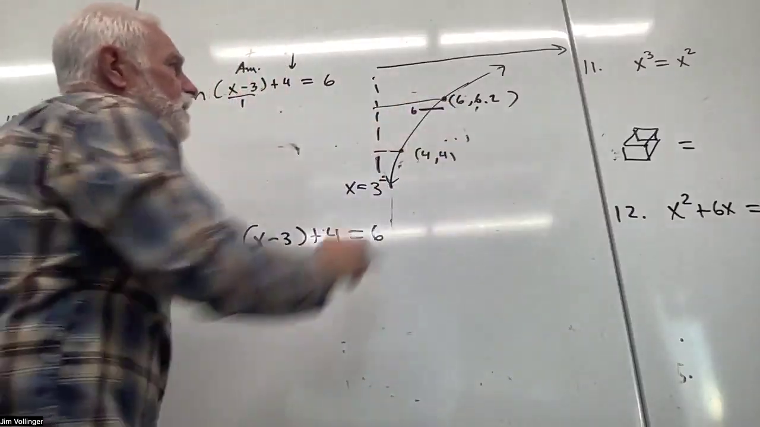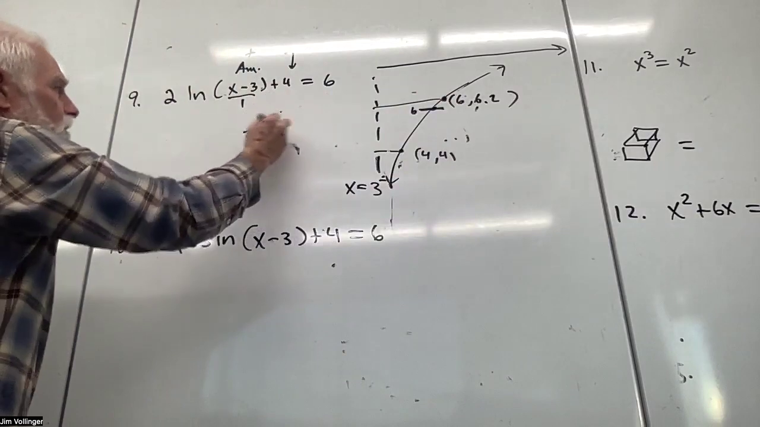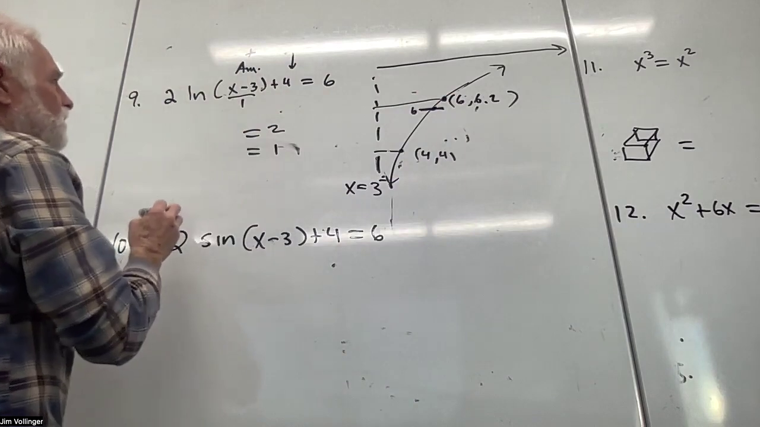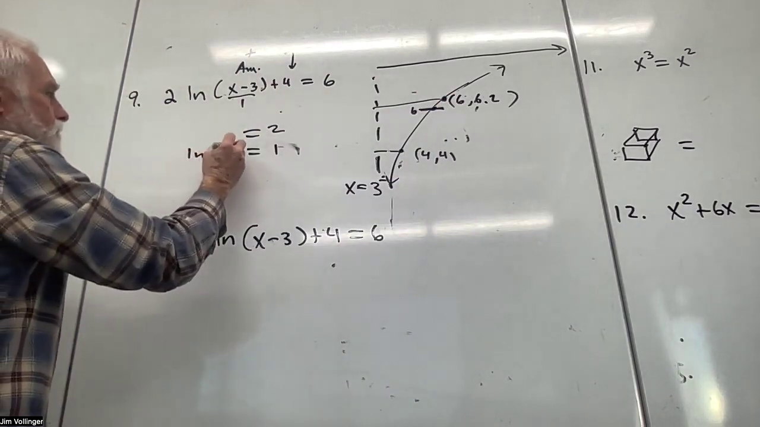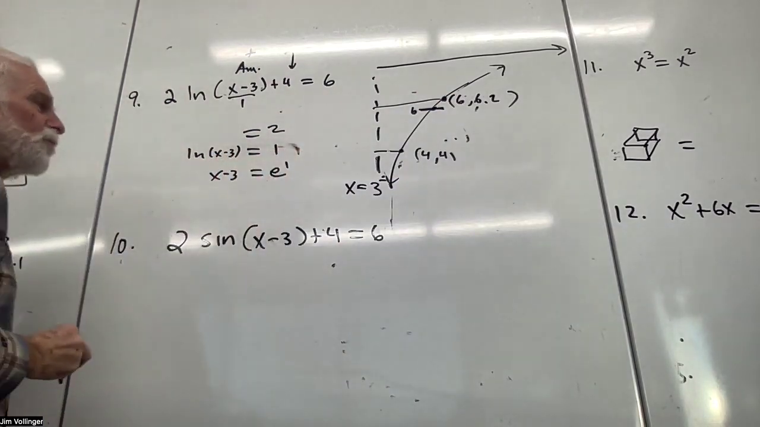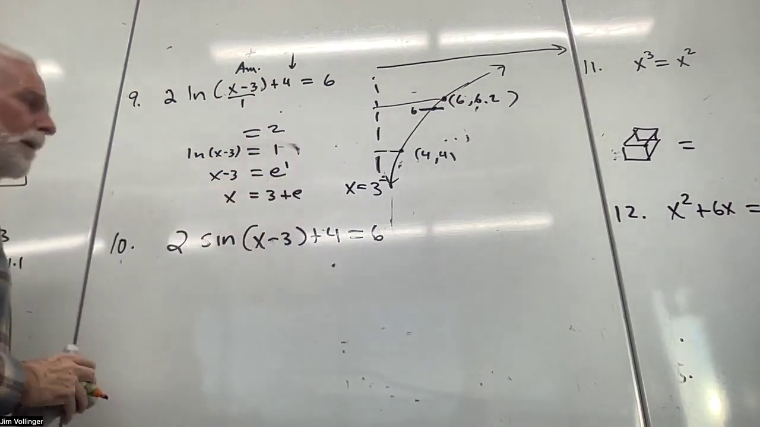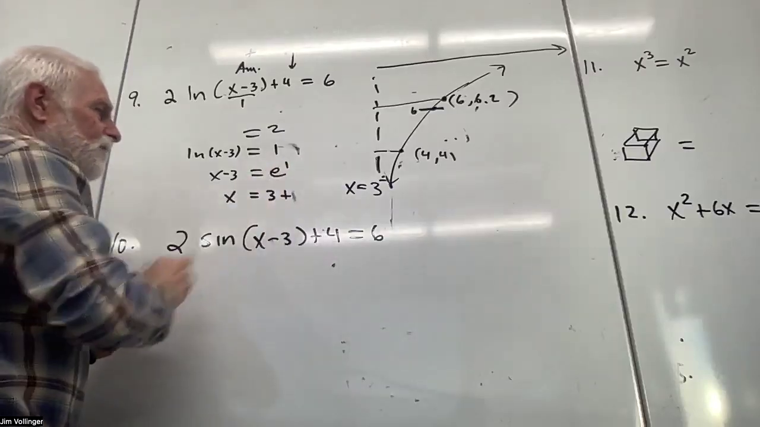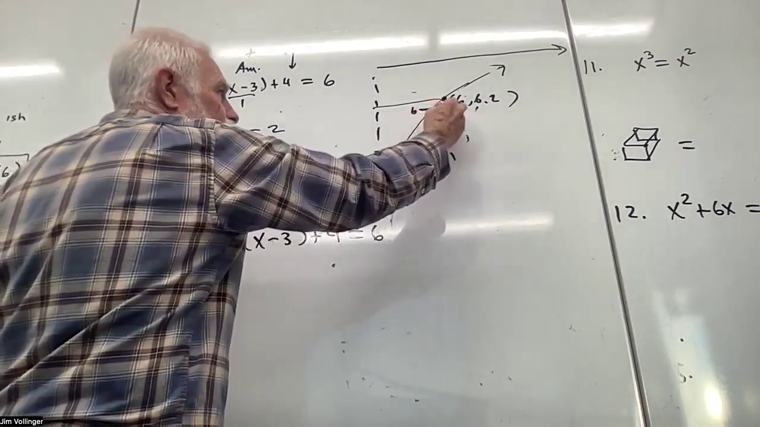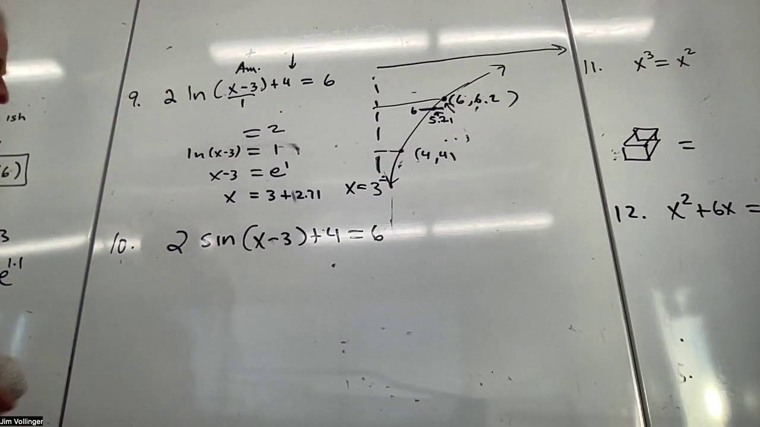6 is here. I need a number to the left of 6. Let's solve for it then. Subtract 4. 2 divided by 2. 1. What gets me ln of what gets me 1? X minus 3 equals e to the 1, which is approximately 2.71. Exact answer, 3 plus e. Approximate answer, 3 plus 2.71. Is it believable that this x value is 5.71? If that one is 6. This is what you're trying to see.